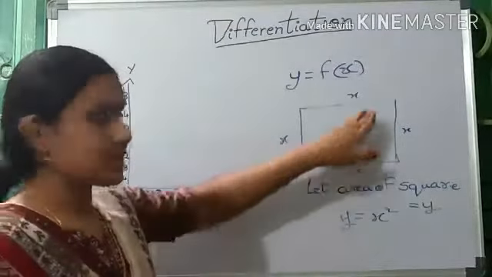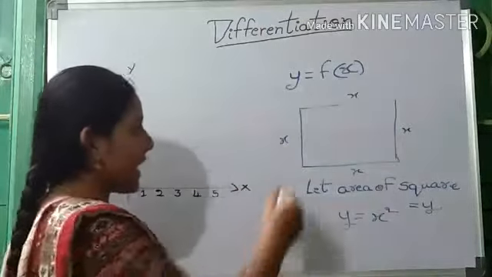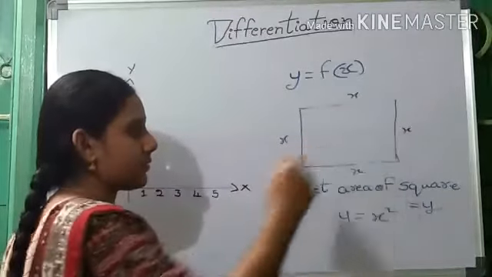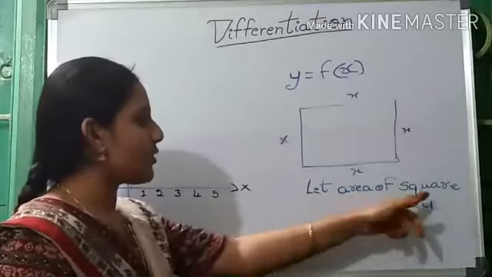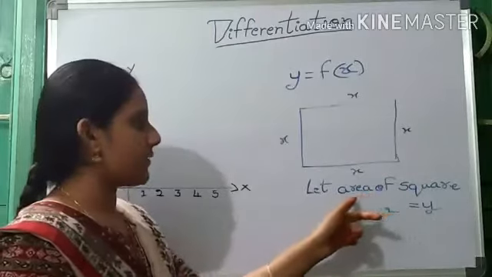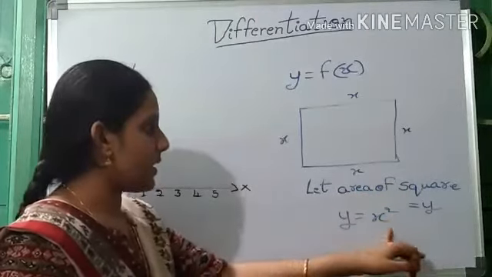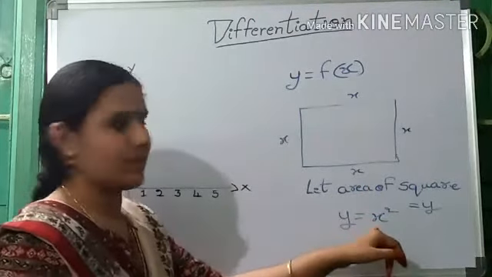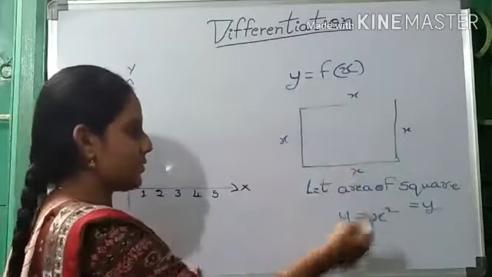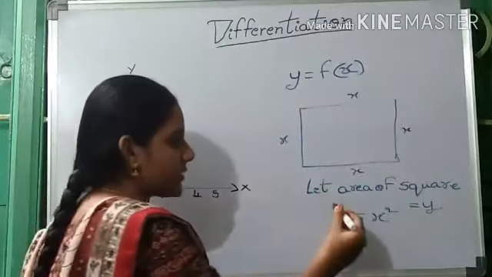To understand this, consider the square of side x. Let the area of the square be y. Then y is equal to x square. We know that area of the square is side square. So y is equal to x square.